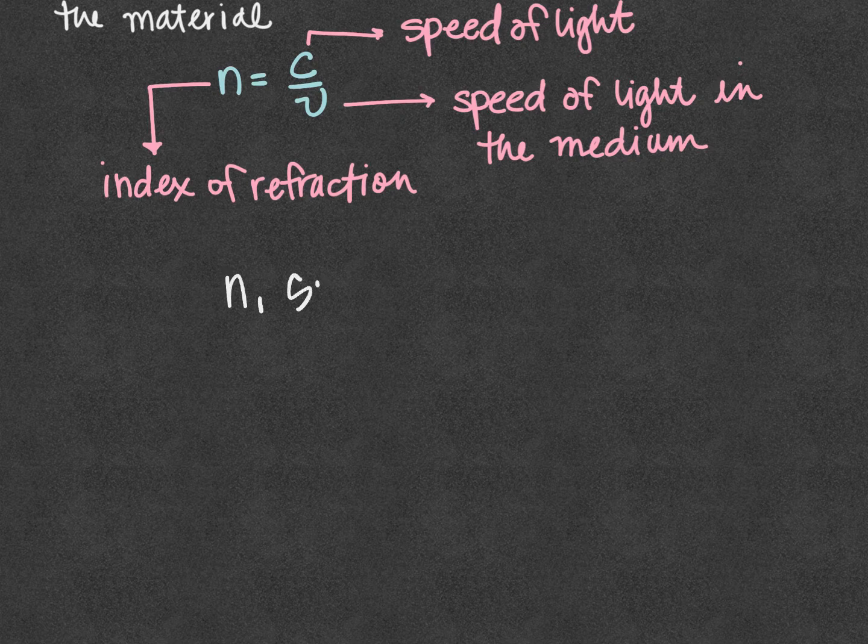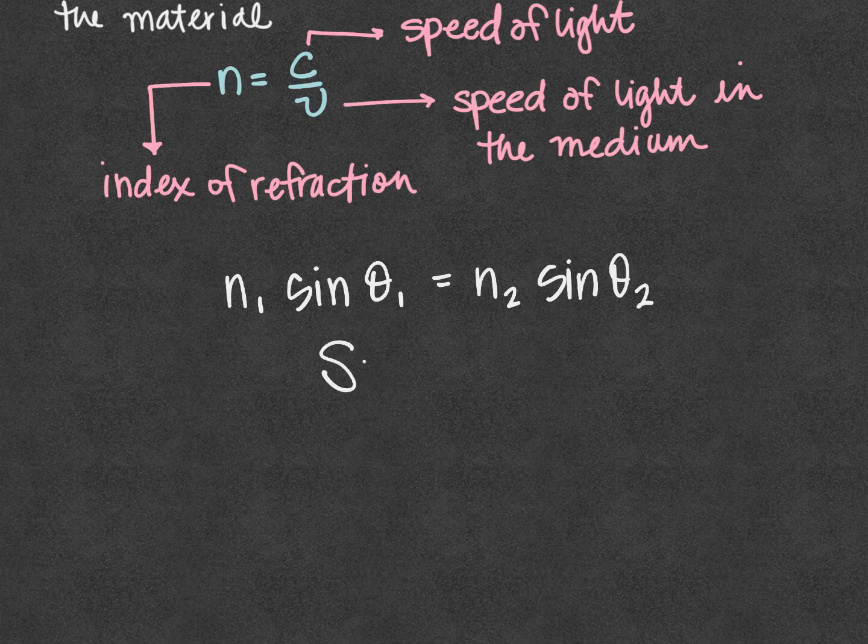And the index of refraction of the first material times the sine of the angle of incidence is equal to N2 sine theta 2, which is the index of refraction the light is going into, and theta 2 would be the angle of refraction. And this is called Snell's law.